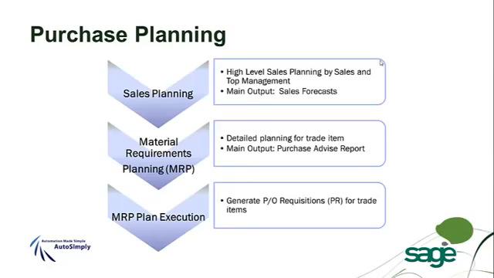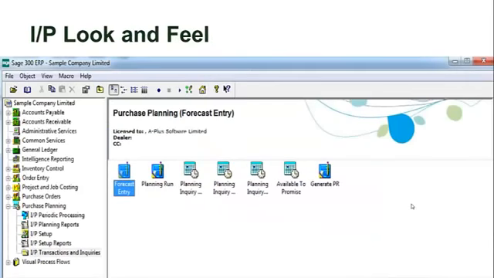Purchase planning involves sales planning, material requirements planning, and MRP plan execution. In sales planning, top management basically decides how much we want to sell. This comes out in the form of sales forecasts. In the MRP step, demand and supply situation is analyzed by the system and then determines how much needs to be purchased or manufactured. The main output is then a purchase advice report. In the MRP plan execution stage, purchase advices are then converted into actual PO requisitions for processing.